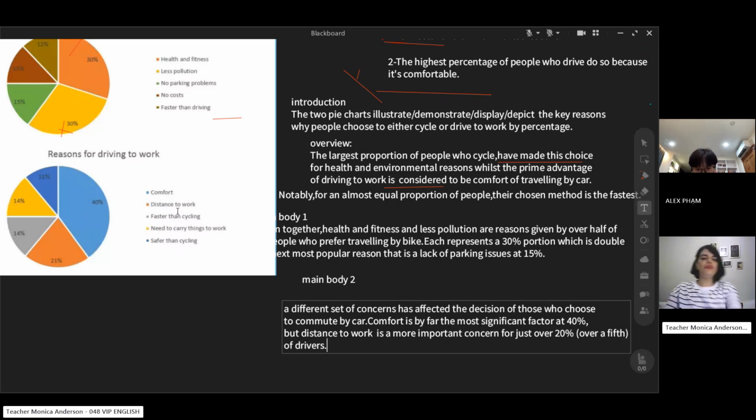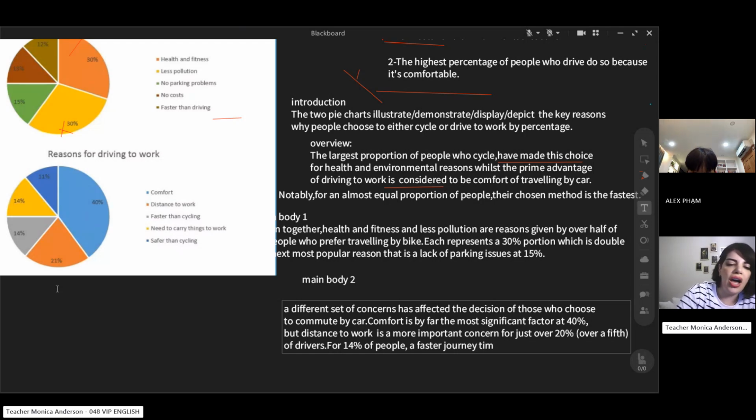Yeah. So for 14% of people. Why am I mentioning this? Because I have the same factor in the chart above, so it's good to mention it. For 14% of people, a faster journey is good.